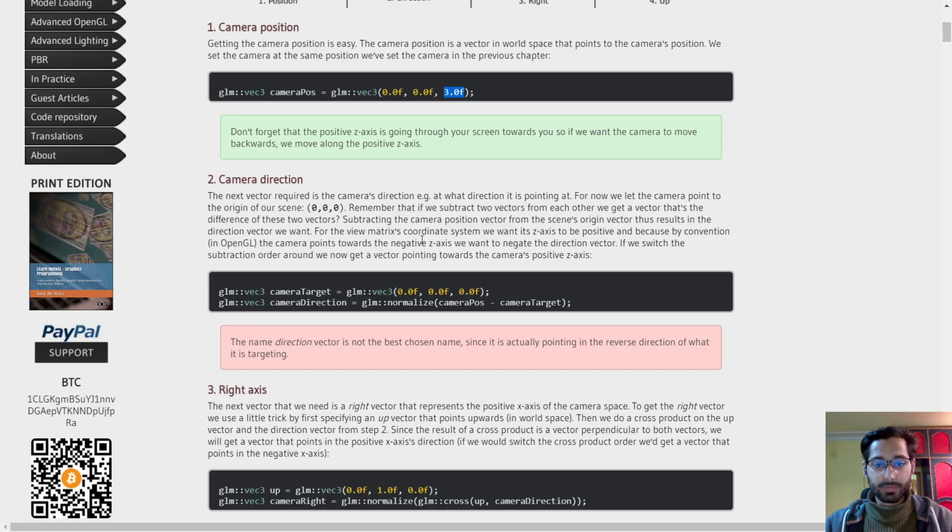For the view matrix's coordinate system, we want its z-axis to be positive, and because by convention in OpenGL the camera points towards the negative z-axis, we want to negate the direction vector. If we switch the subtraction order around, we now get a vector pointing towards the camera's positive z-axis.